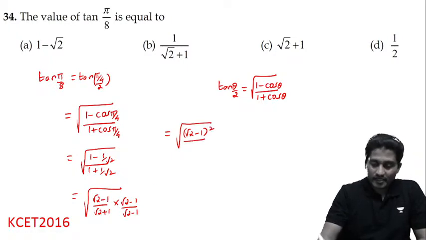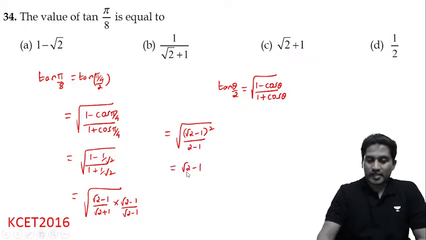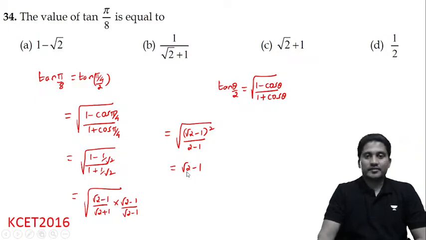Right, (a plus b) into (a minus b) is a square minus b square, that is 2 minus 1. Root and square cancels, you get root 2. I still don't have the option.